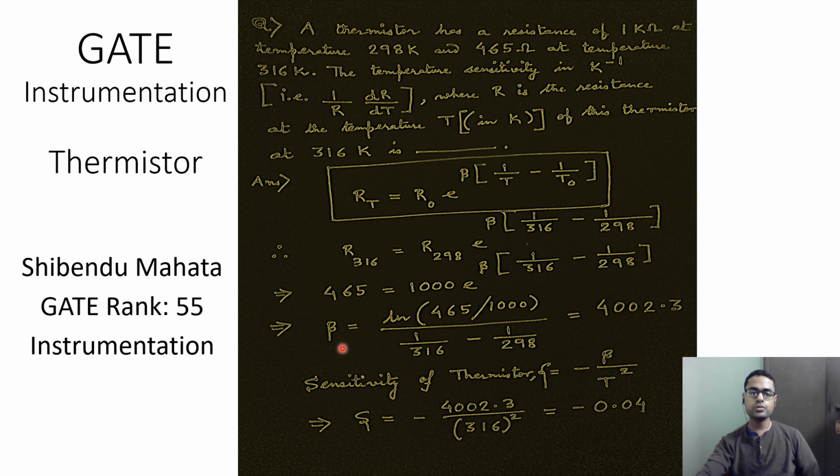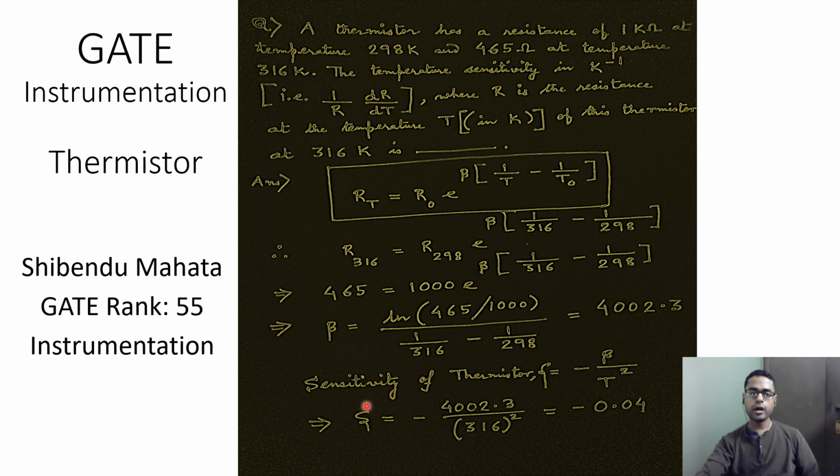From here we use the simple rules of algebra along with logarithms. We have 465 by 1000, then take log to base e on both sides, and we can frame the expression for beta. Upon solving, we obtain beta as 4002.3. Normally in textbooks they mention the value of beta to be about 4000 or maybe 3900 and so on. So this fits our bill.